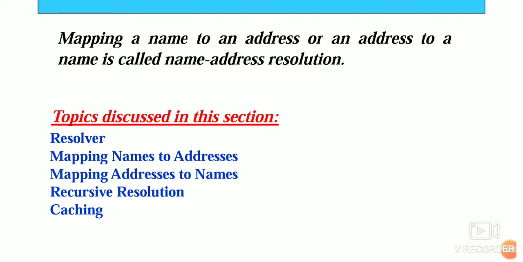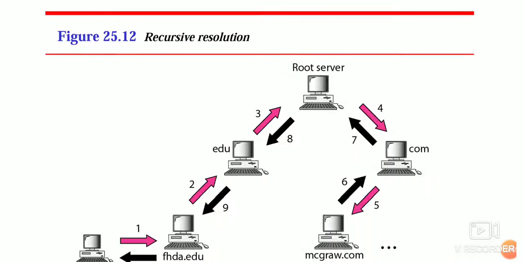There are three important methodologies when it comes to DNS. One is caching. Whenever a domain name is resolved, it is kept in cache memory. This is called caching. The second one is iterative resolution, and the third method is recursive resolution. So this is what we are going to see.